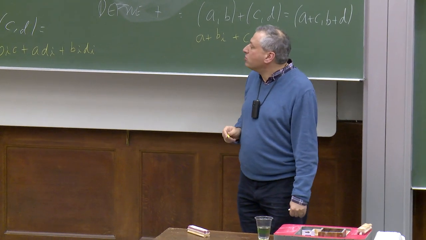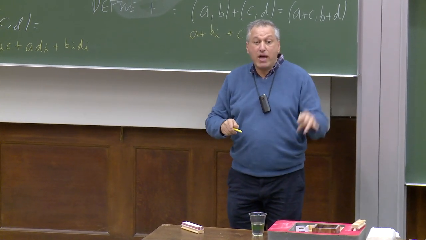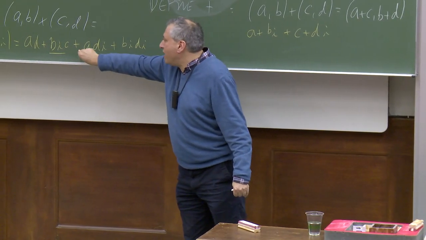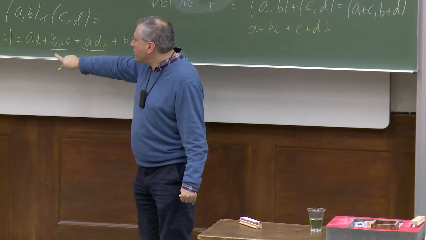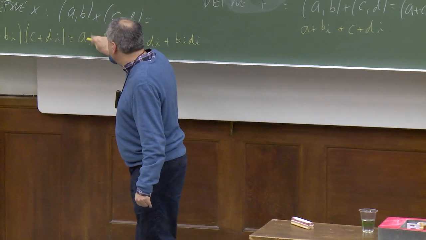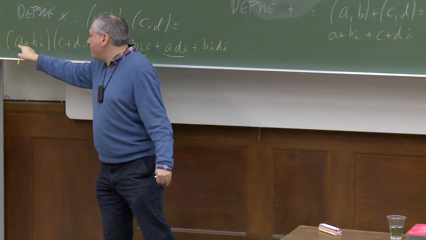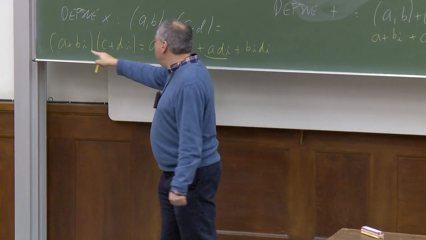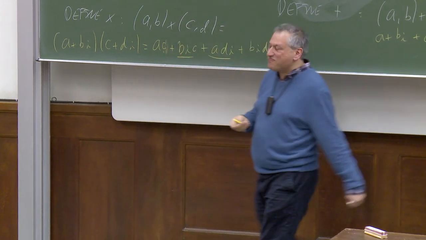Now, what's that equal to? What's the ordinary part? What's the i part? Well, these bits are i bits. I've got bci's and adi's. Something's wrong. This is ac, apologies. That's better, sorry. First times the first is ac. Then it was bic, adi, and finally bdi squared. I think it's right now.